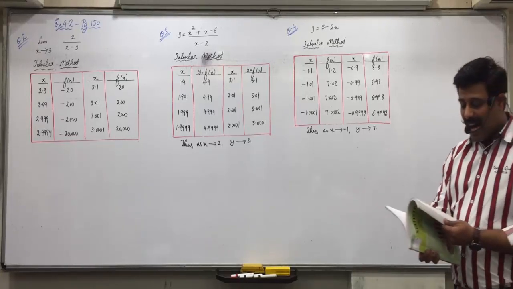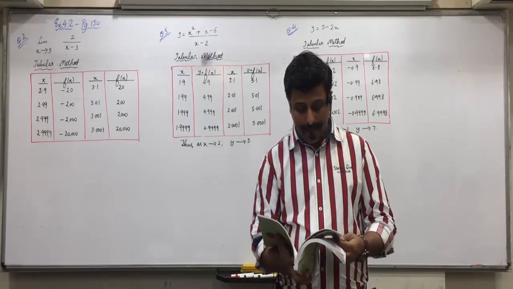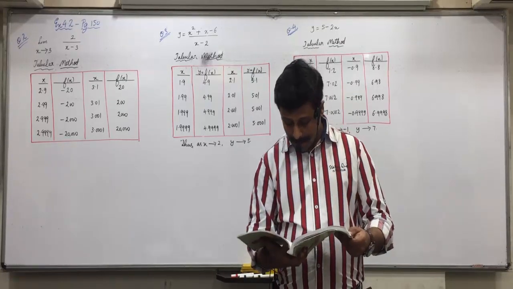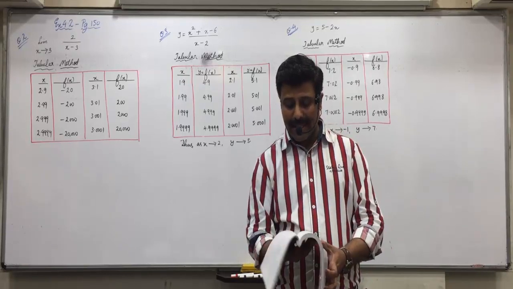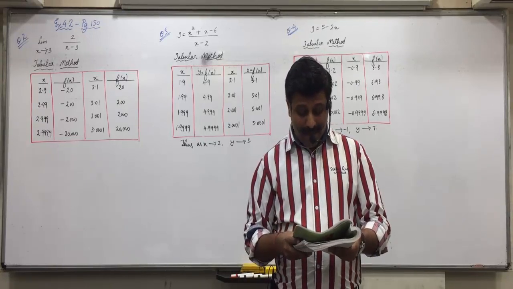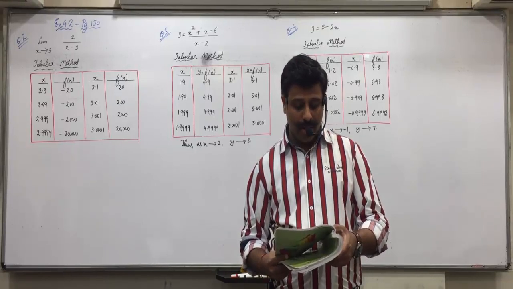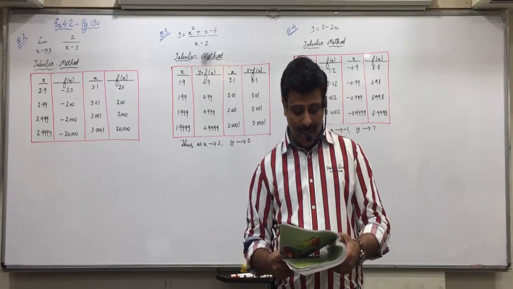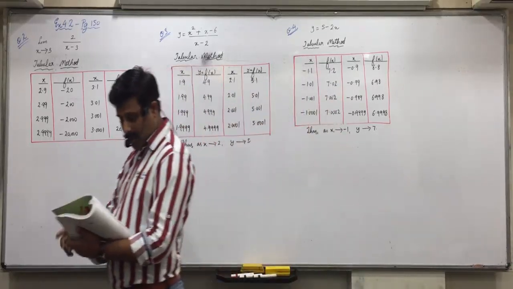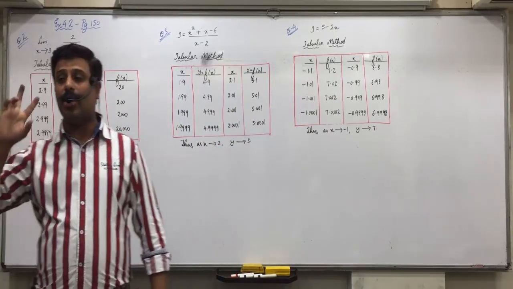Homework: illustrations 5 to 9 and exercise, page 165, exercise 4, section E, questions 1 and 2. Question 1 has 3 sub-questions, question 2 has 4 sub-questions. Okay, 1 and 2 means don't count the first 2 and 3. So, very fine. Tabular method is over now. Factorization method, 2 days it will take.